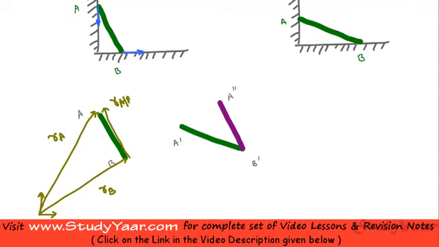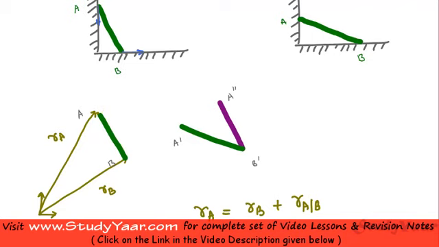We've already seen that if this is my reference axis, then my position vector for B is RB, my position vector for A is RA, and this is the position vector of A with respect to B. So basically what I am saying is RA is equal to RB plus R of A with respect to B.